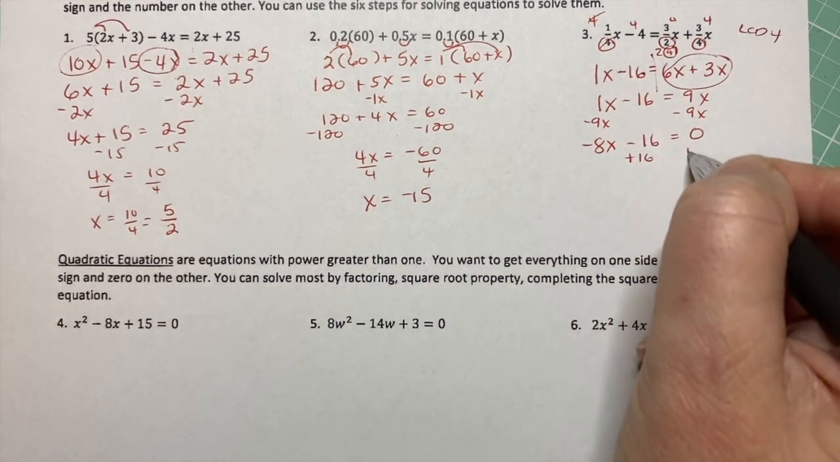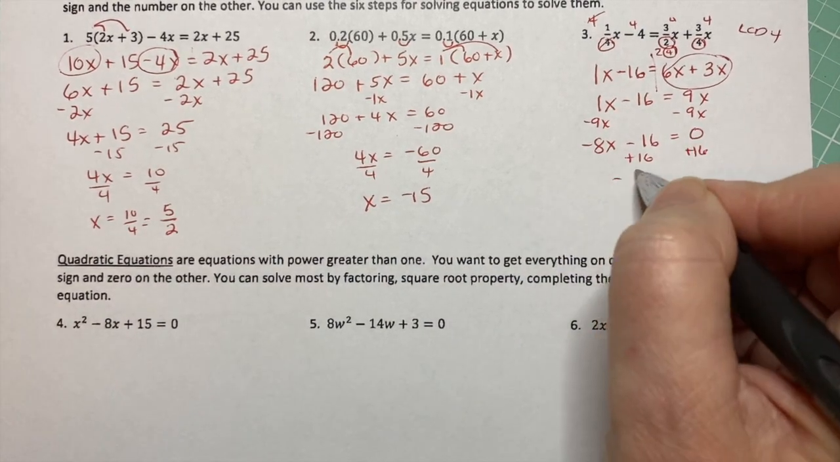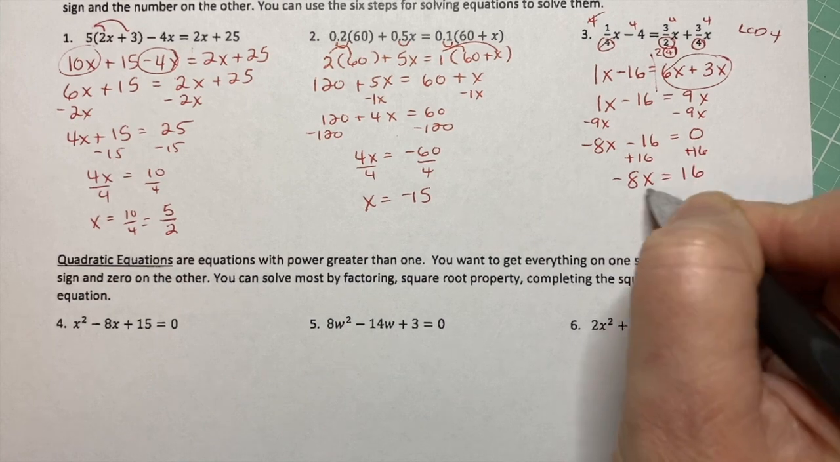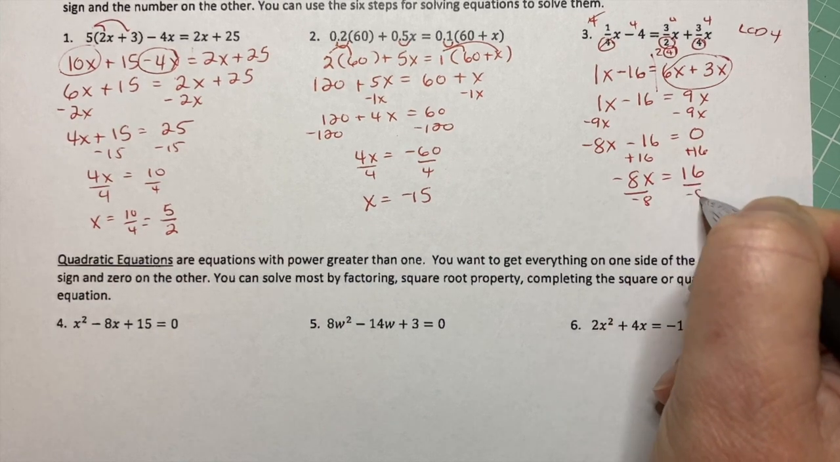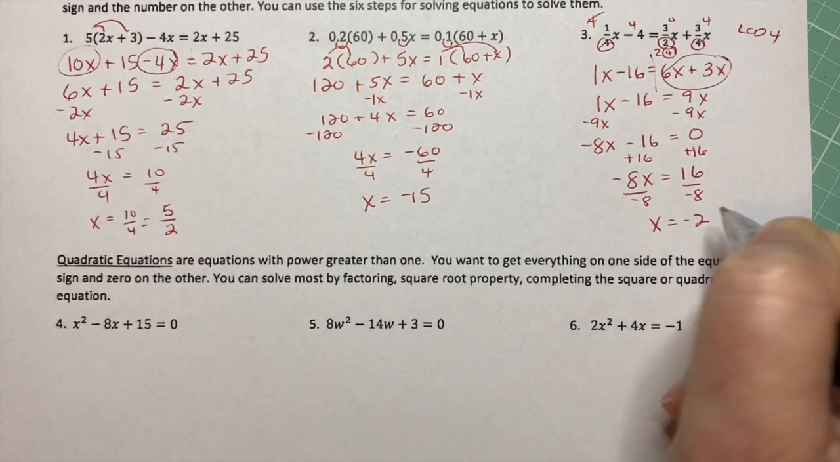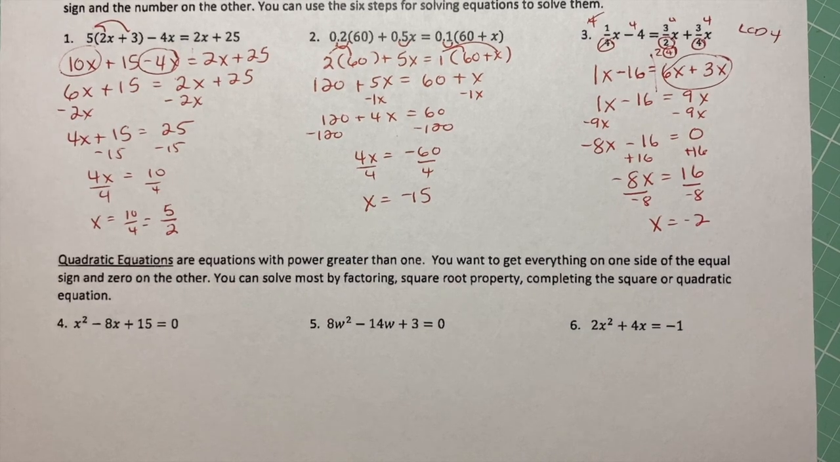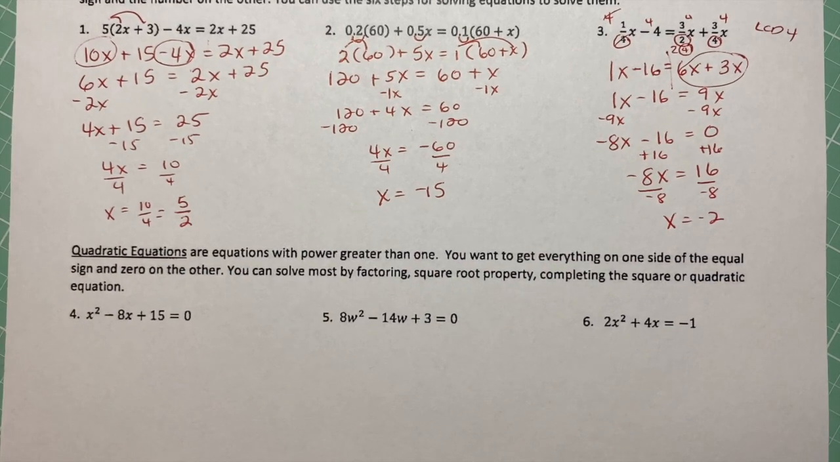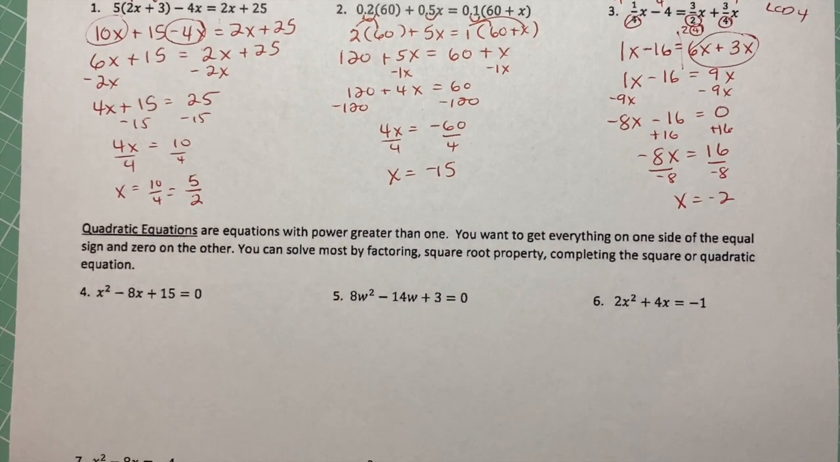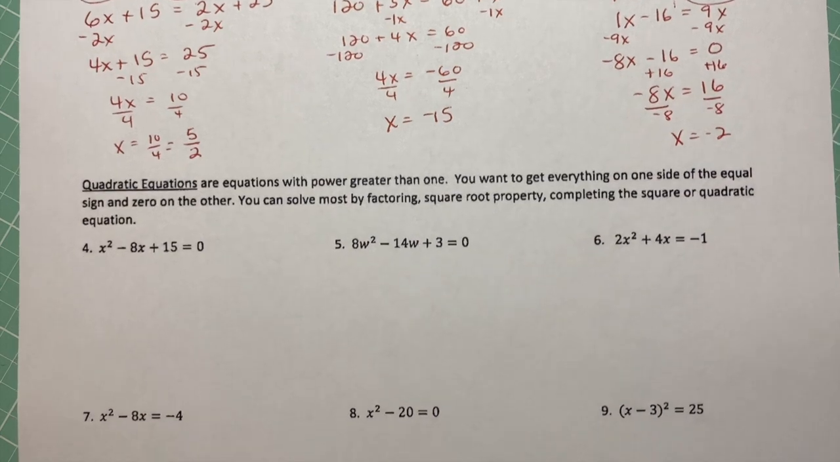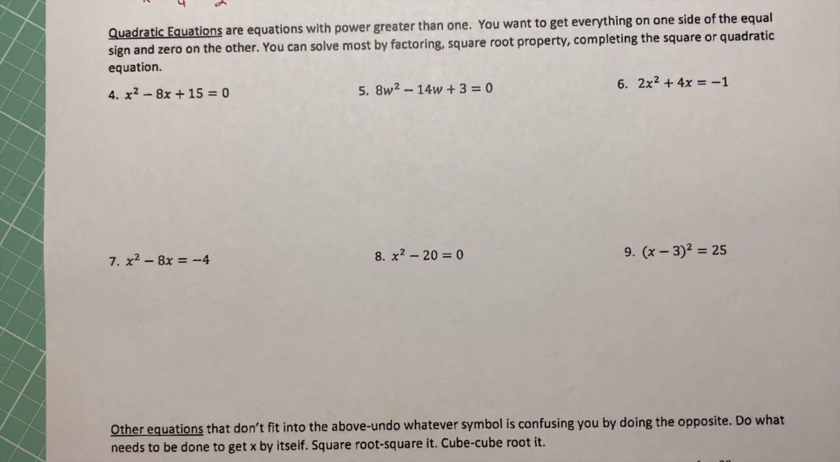Step 5, move your number to the right. And so negative 8x equals 16. And then step 6, divide by the number in front of the letter. So x equals negative 2. So solving linear equations, those are the 3 types that will come up. Just know with decimals and fractions, you can get rid of the decimal or fraction by either moving the decimal place or multiplying by the least common denominator.